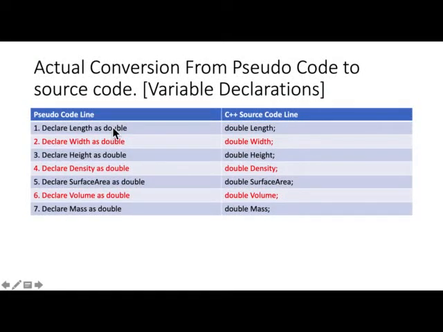So I'm just going to go through line by line. These were the lines in pseudocode. These are the lines in C++ source code that we are going to type into the compiler. Declare length as double is done. Double, data type first, length, semicolon. Declare width as double is done. The word double, width, semicolon. And you can see the rest of them are exactly the same. If there was some different data type here, we'll just use that. So in source code conversion, data type goes first, name of the variable goes second, and then semicolon. You can pause the video here and look at it for a few minutes.